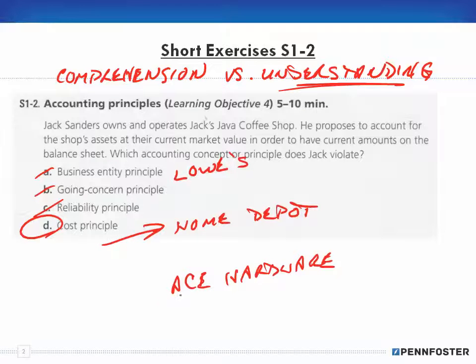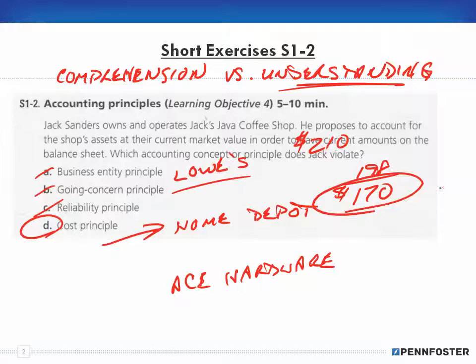One of the reasons why I rarely go into Lowe's is because at Home Depot I bought a toilet. Originally it was $198, and it was on sale for $170. When I went over to Lowe's, the same toilet was $210. I buy the toilet at $170, so I'm recording it at its actual cost.